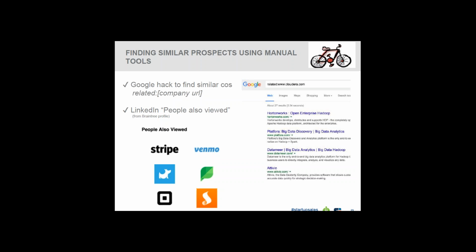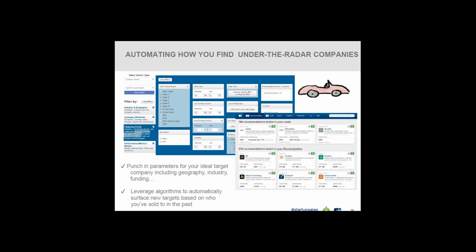But you'll see it sometimes. The other thing you can do is on LinkedIn, on a company page, there'll be a "people also viewed." So I went to Braintree, which is a payments company, and then I saw Stripe, Venmo, Square, which are also other notable payment companies. So that's a way to find similar companies using some free online tools. It does take some time, but it's one way to do that.